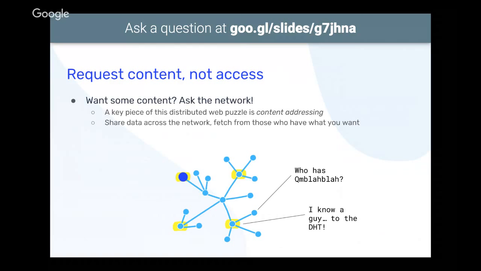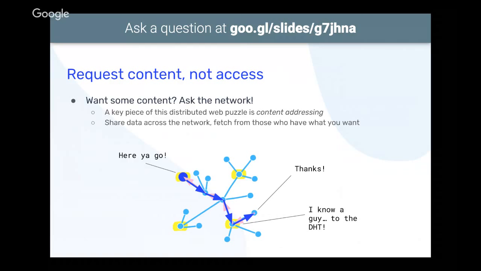And they'll ask the network, and someone will say, down on the right there, I know a guy. He's way across up there on the left. And then our friend requesting the data will route over to the person who has the content. The person with the content will send it back, and everybody's happy.